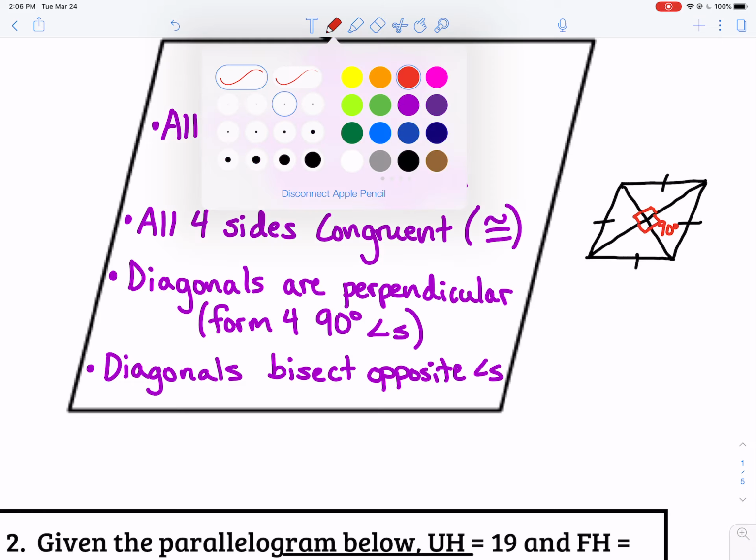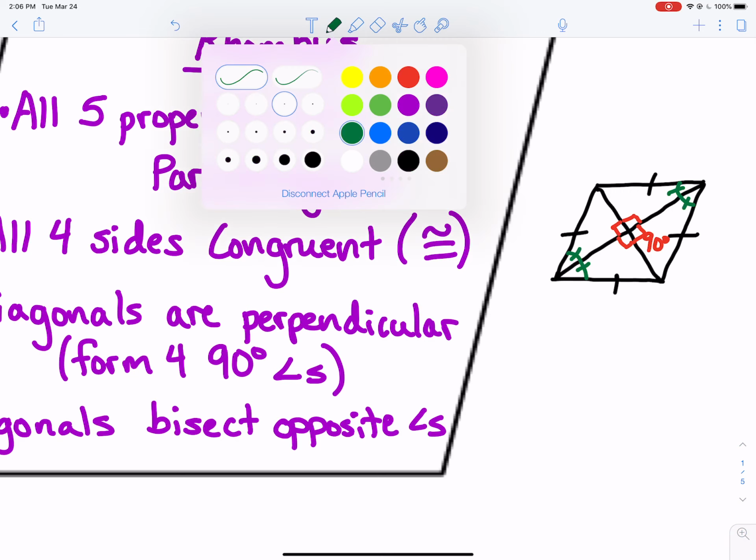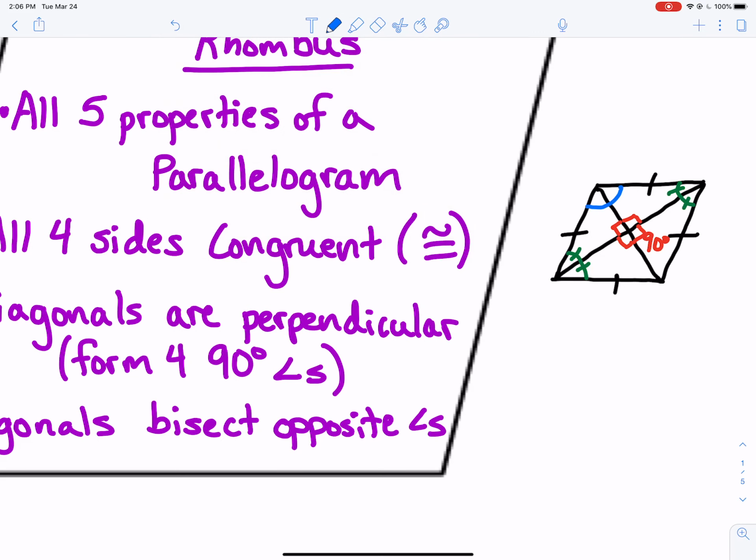And then the last property that makes a rhombus special is that the diagonals bisect the angles that are at the vertex. And they're opposite of one another. So all 4 of those little angles would be equal to one another, as well as these 2 are equal to each other, and they're also equal to the 2 that are opposite of them.